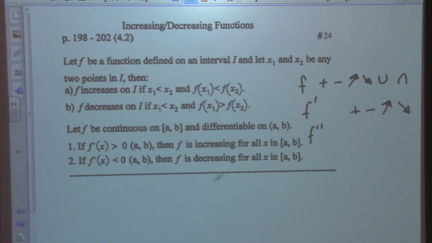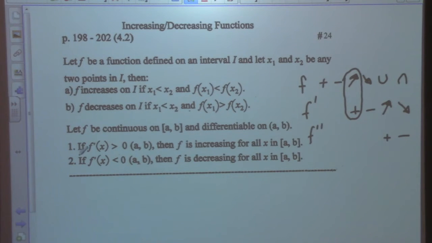What's happening is that if F prime is greater than 0, and here we have F prime greater than 0, you see that plus sign? If F prime is greater than 0, then that means that F is increasing for all x in that interval. And so there's the linkage right there with the diagram.